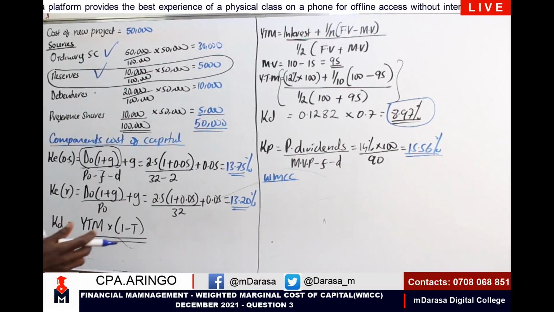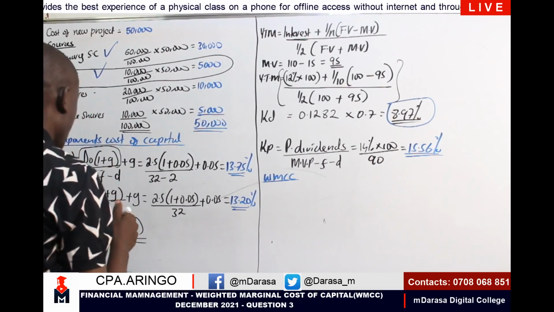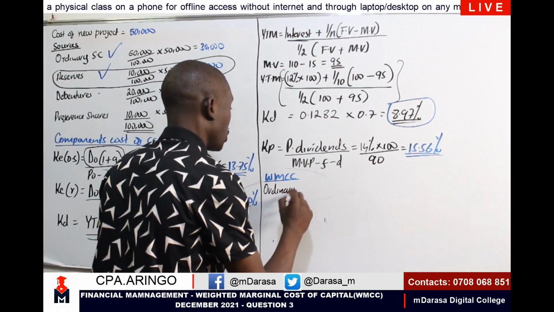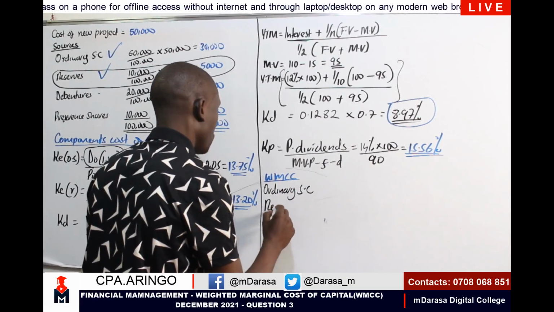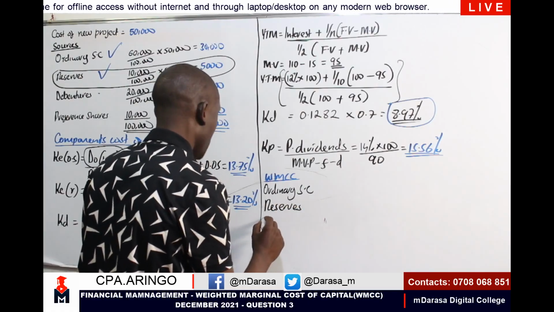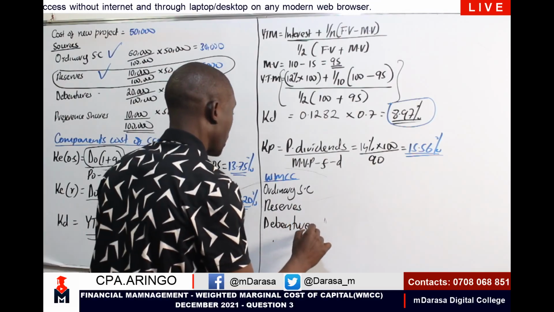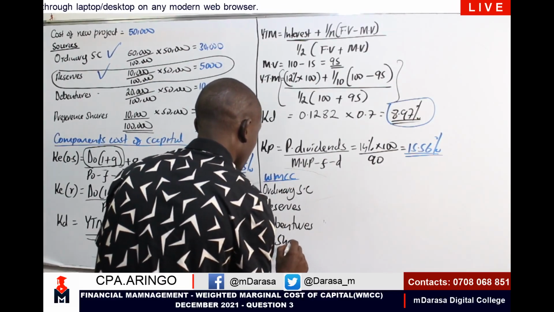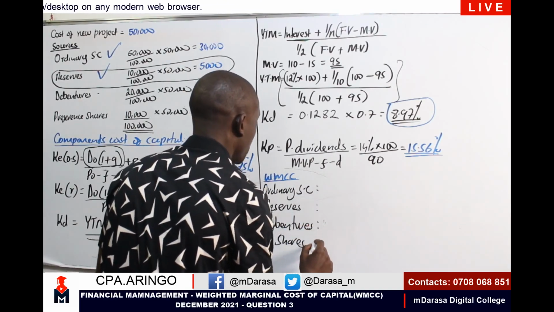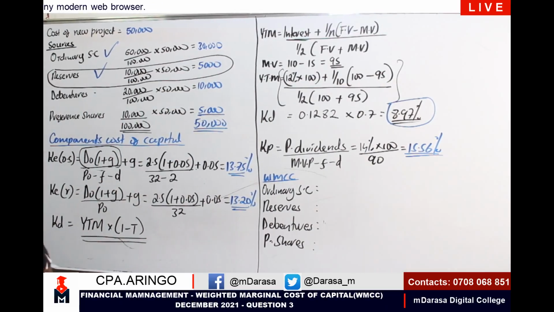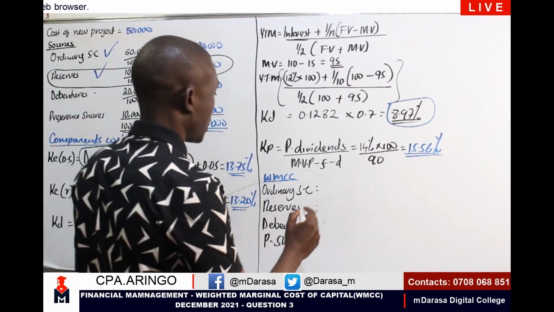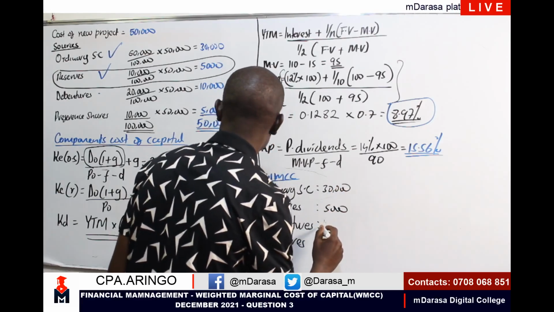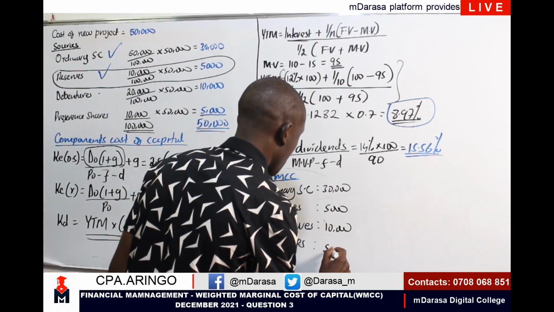So I'm having our sources here. The sources that we had: ordinary share capital, reserves, which basically are retained earnings, debentures, and finally preference shares. And recall, we had already determined what each source will contribute to these new funds that we are planning to raise, whereby we had 30, 5,000, 10,000, and 5,000 respectively here.